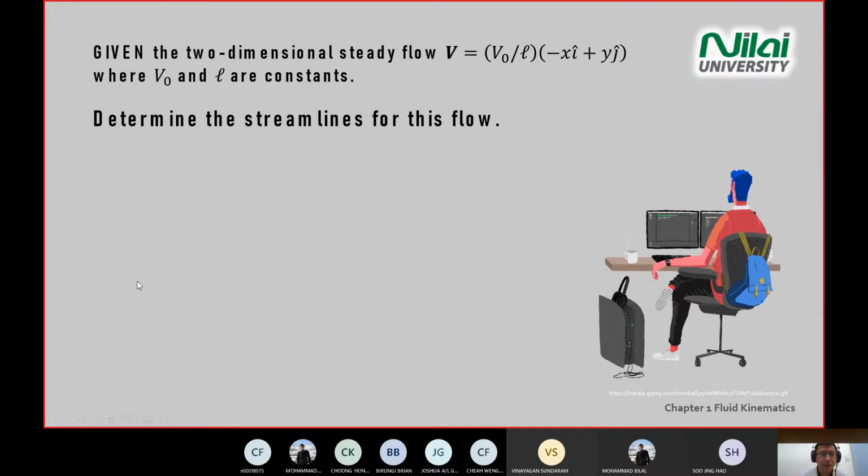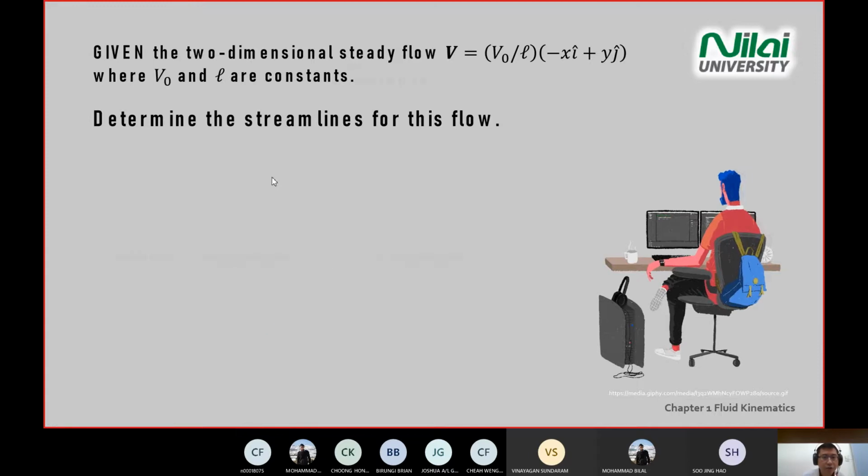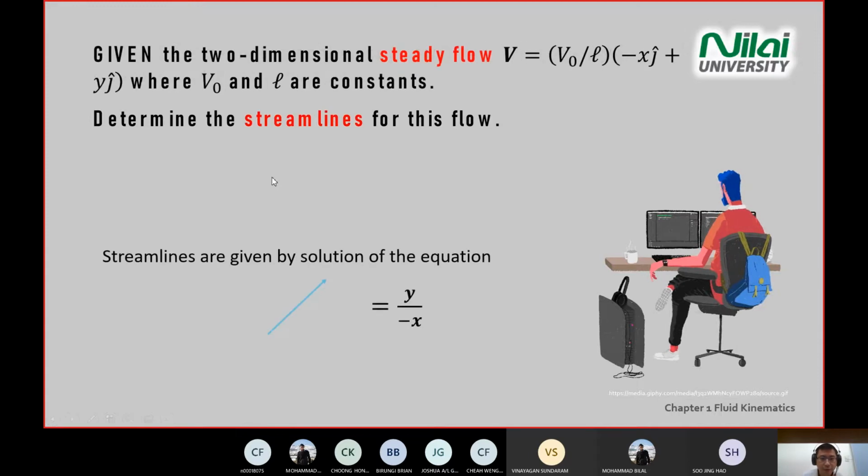Okay, determine the streamline. Every time we ask you to determine a streamline, again, follow the procedure. We need to establish dy dx equal to v divided by u. So the first thing, oh, I forgot to.